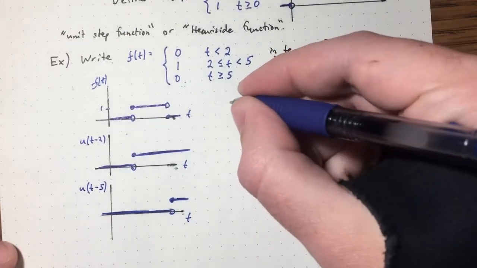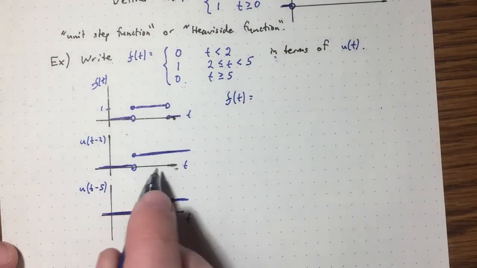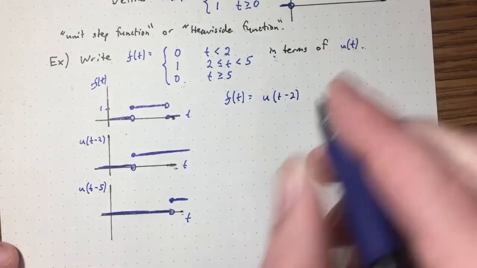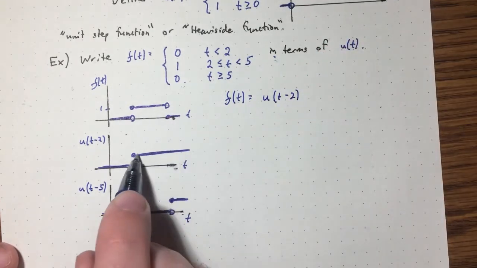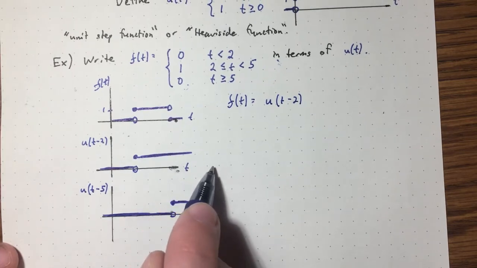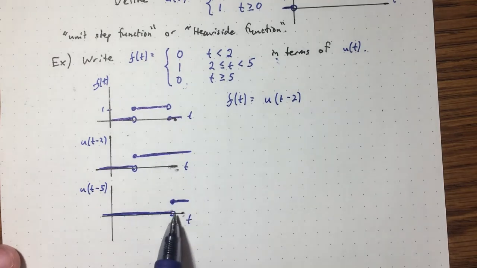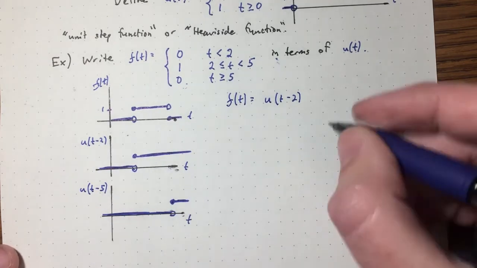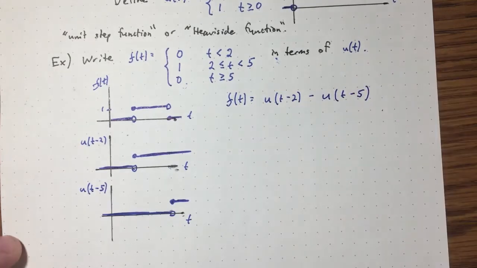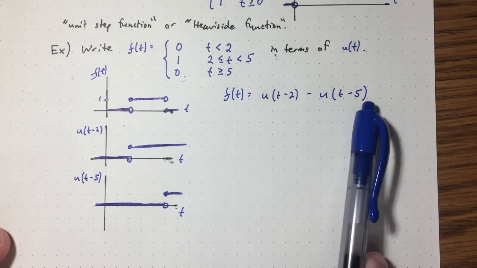Okay, so the way you do this is, well, we notice that this gives us the first part, right? So we just have u of t minus 2, but we don't want it to stay at the value 1 for all time. We want that to become 0 at t equals 5. And so you might have noticed I can do that by actually subtracting this one. So I'll subtract u of t minus 5. And let's just make sure this works.